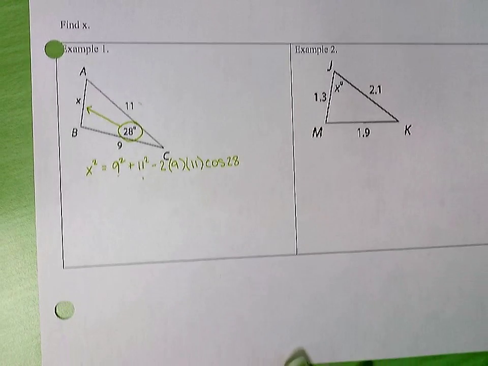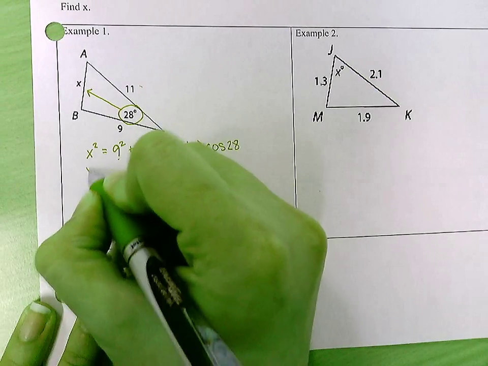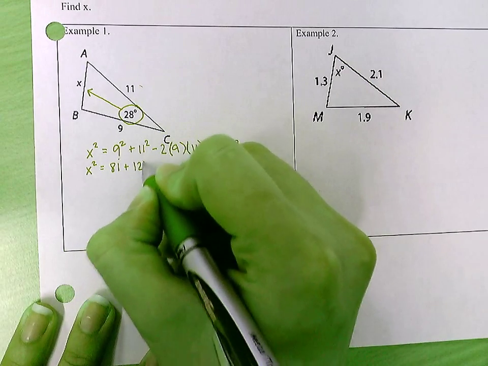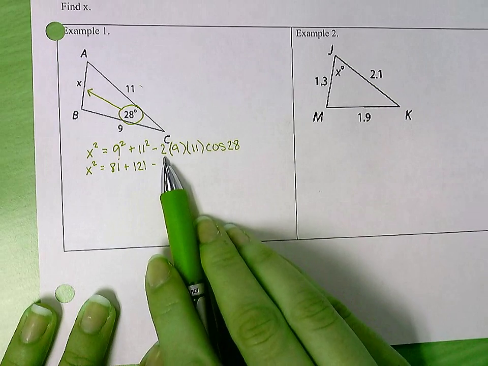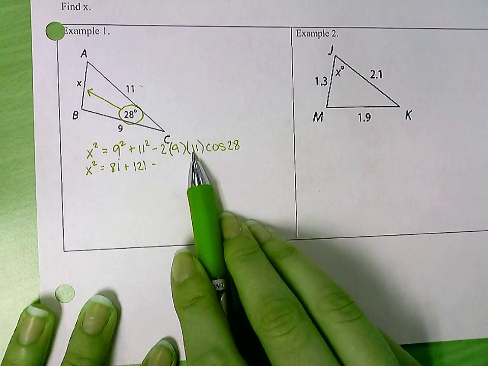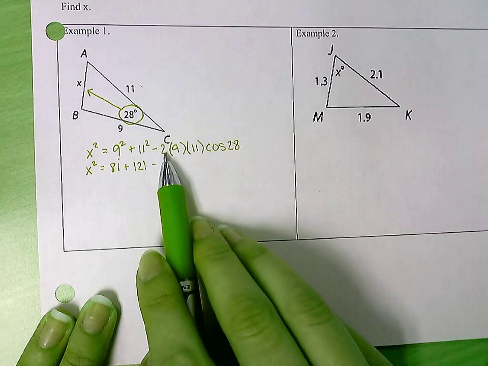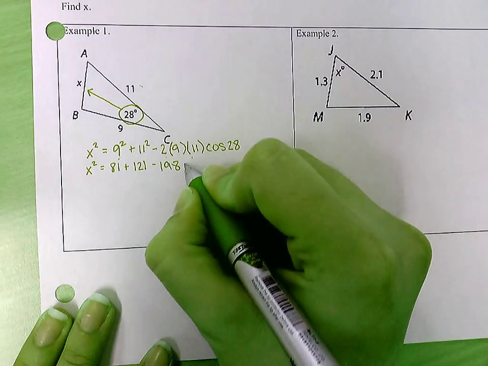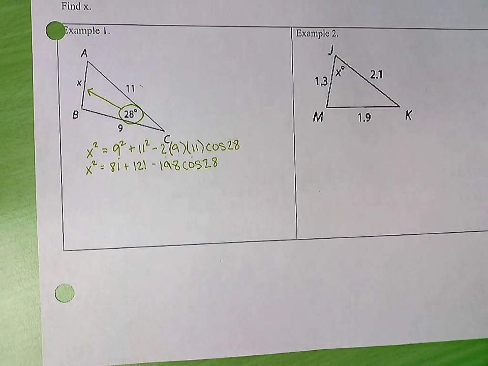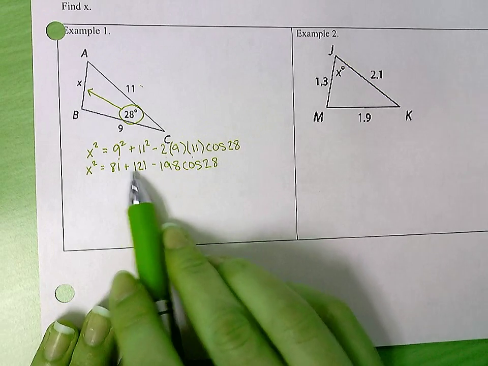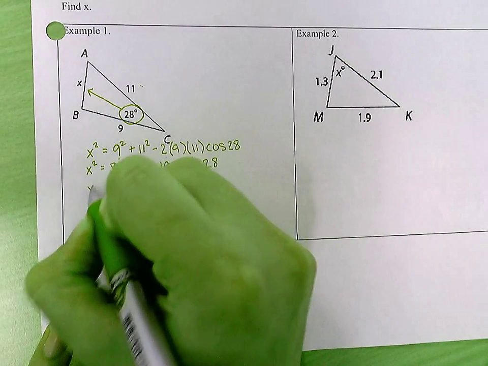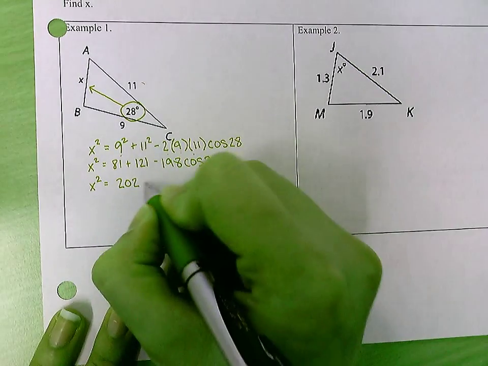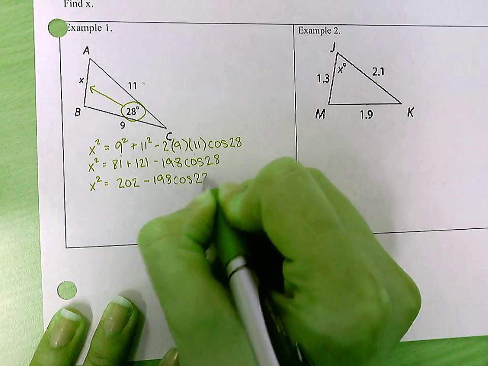Okay, from here I want to simplify. So I have x squared is equal to 9 squared, which is 81, plus 11 squared, which is 121, minus, I can multiply 2 times 9 times 11. Don't multiply by cosine of 28 yet. Just 2 times 9 times 11. That's 198. And I still have this cosine of 28. Okay, I can add together these two. So I have x squared is equal to 202 minus 198 cosine of 28.